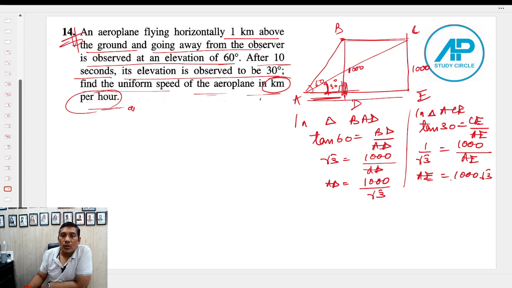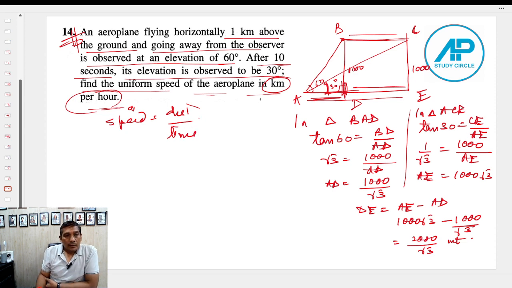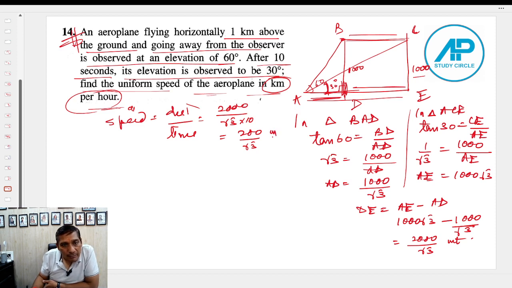And total AE is 1000 root 3. आपको distance BC निकालना है, मतलब कि DE find out करना है. It will give me distance. Distance is in meters, kyunki maine height ko meter mein kar liya hai, and time is in seconds. So this speed is in meter per second.